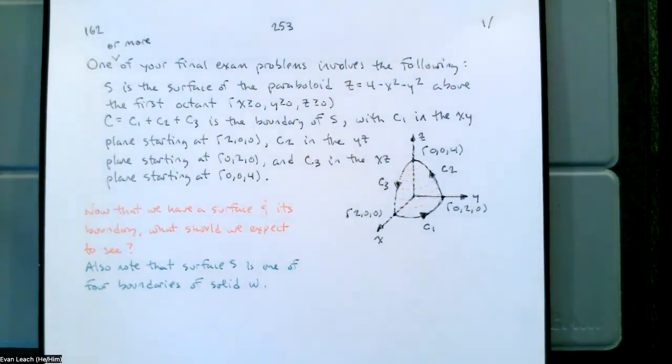Now that we have this surface, we also want to note that the surface S is one of 4 boundaries of a solid W. So we've got a solid, a surface, and the boundary of the solid, and this curve C, which is the boundary of the surface. With this in play, we want to think about what kind of problems we might encounter that concern this object. If we go back to the beginning, where we started off with derivatives, this is calculus class after all.